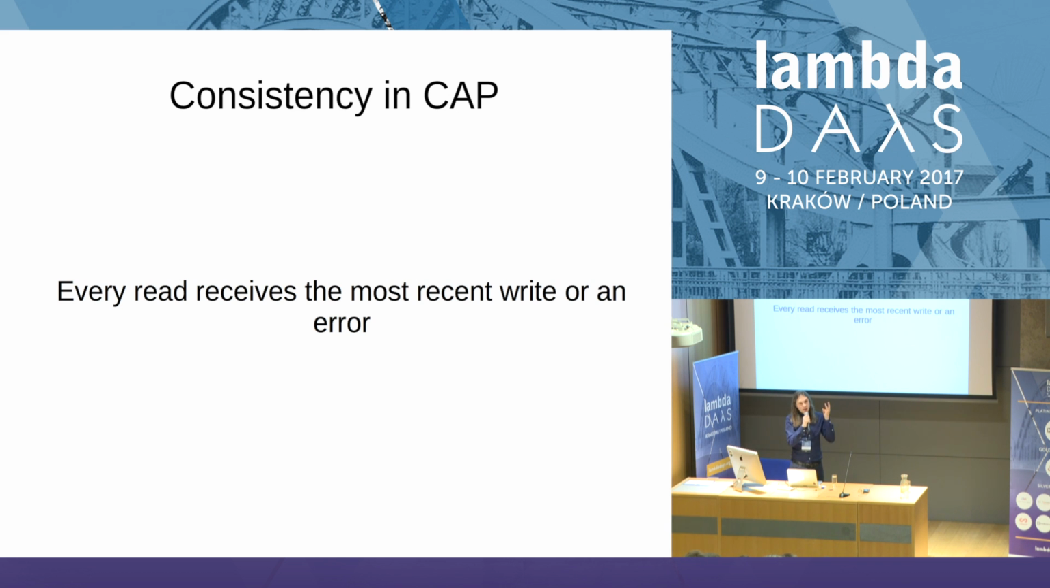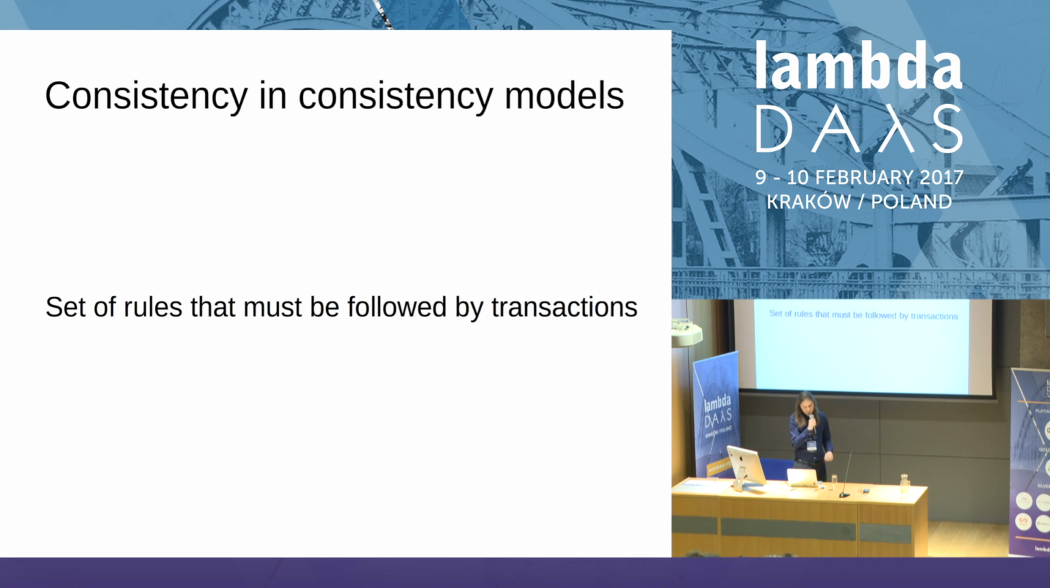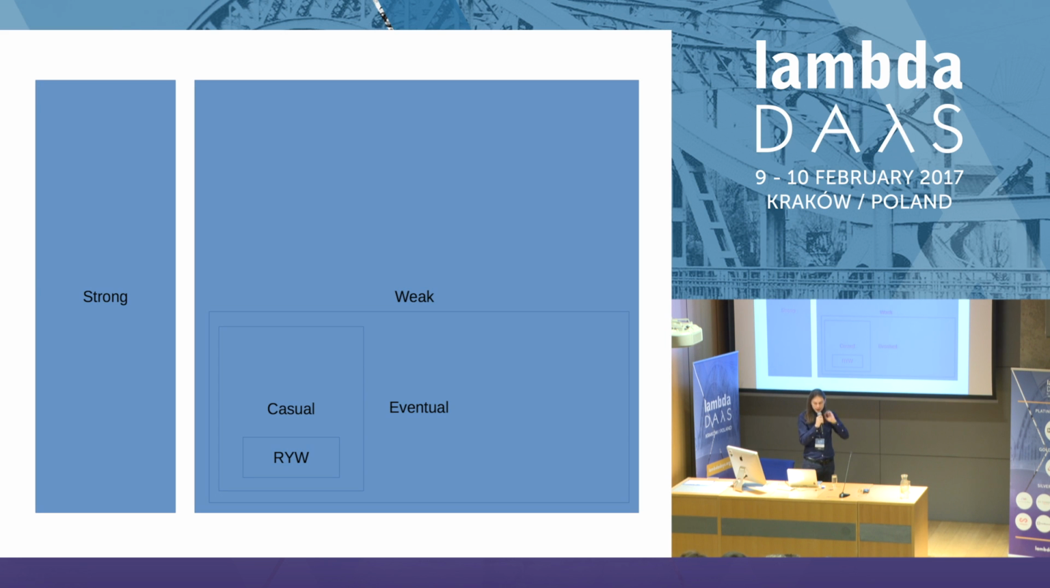And now there's a third consistency definition, which is consistency in consistency models. I said that we can trade consistency for availability. The third definition says that consistency is a set of rules that must be followed by transactions. This is really vague and works better with an example. In consistency models, there is, for example, strong consistency, which corresponds to this consistency from the CAP theorem. It says that you either get the most recent write or an error.